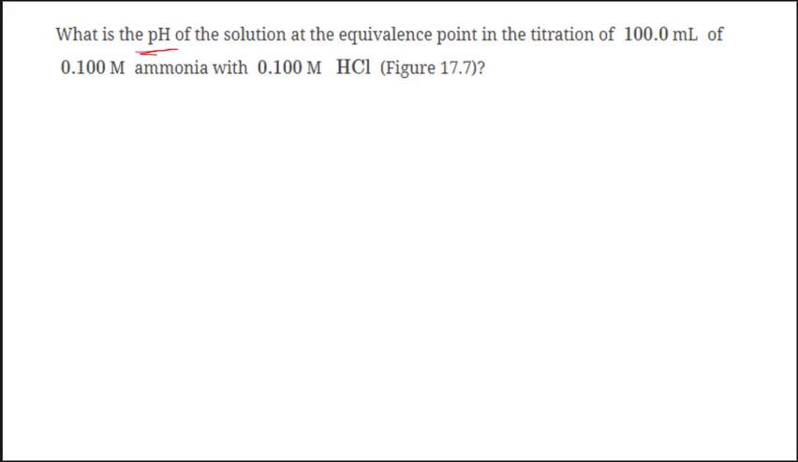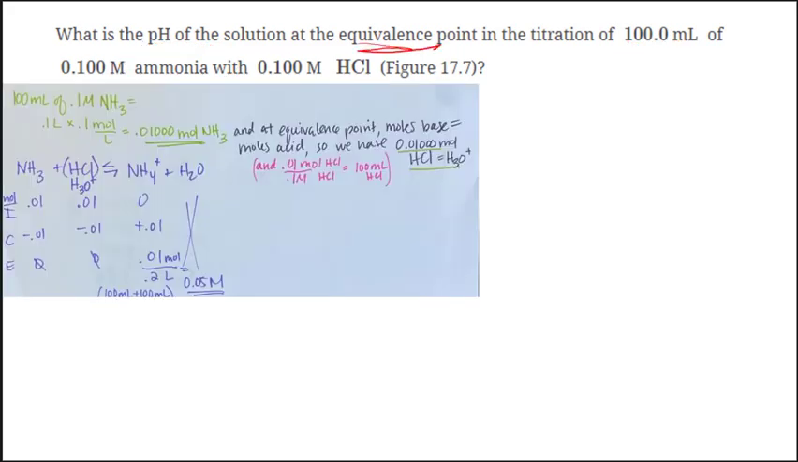What is the pH of a solution at the equivalence point in the titration of 100 milliliters of 0.1 molar ammonia, weak base, with 0.1 molar hydrochloric acid? That's a strong acid. Well, remember, equivalence point means equal number of moles. So if I have 100 milliliters of 0.1 molar ammonia, 0.1 times 0.1 means that I have 0.01 moles of ammonia. So that must also mean that I have 0.01 moles of hydrochloric acid.